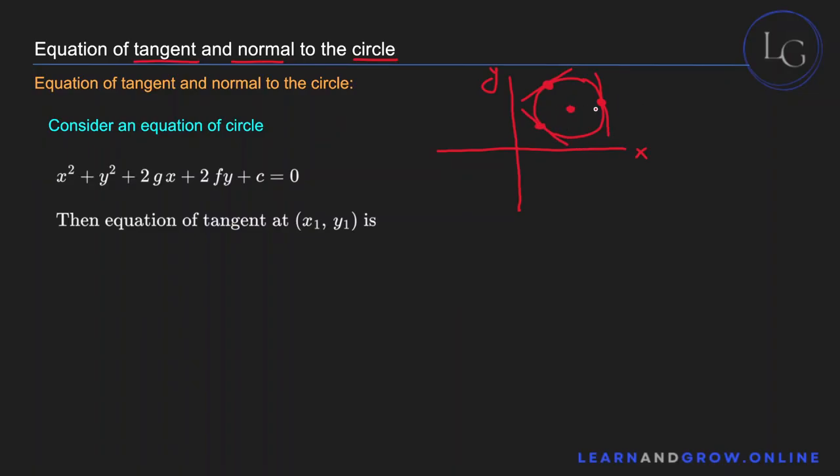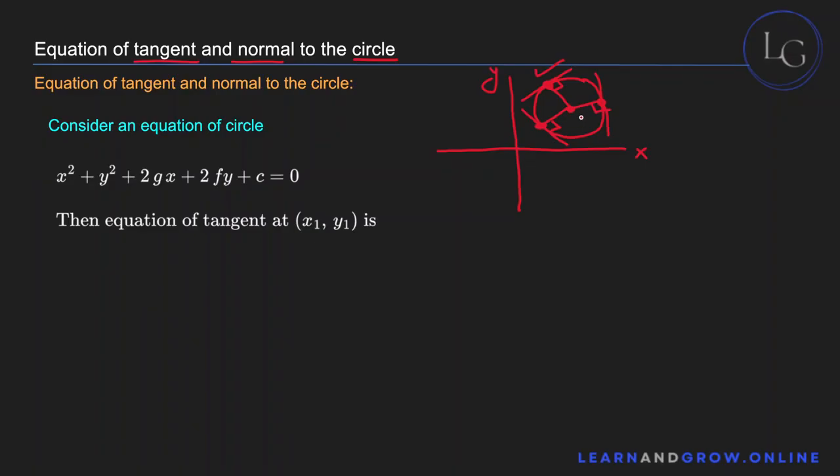And let's say they told you to find the normal to the circle at this point over here. The normal would be perpendicular to the tangent, so it would be something like this. This would be the normal. It's perpendicular. The normal at this point would be something like this, 90 degrees. The normal at this point would be something like this.